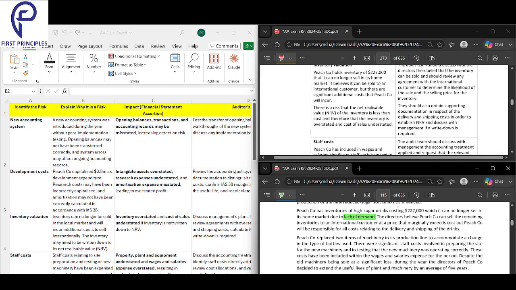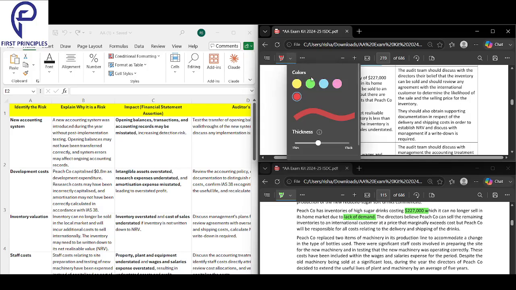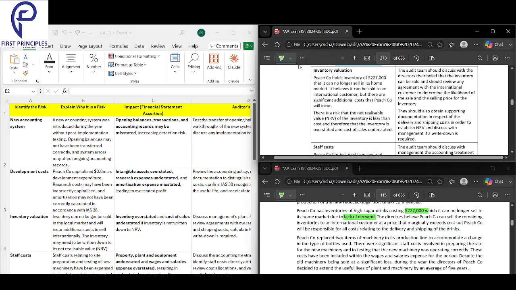Okay. So how much inventory do they have? $227,000, and the demand has fallen. So what is the risk over here? The risk is of inventory valuation.